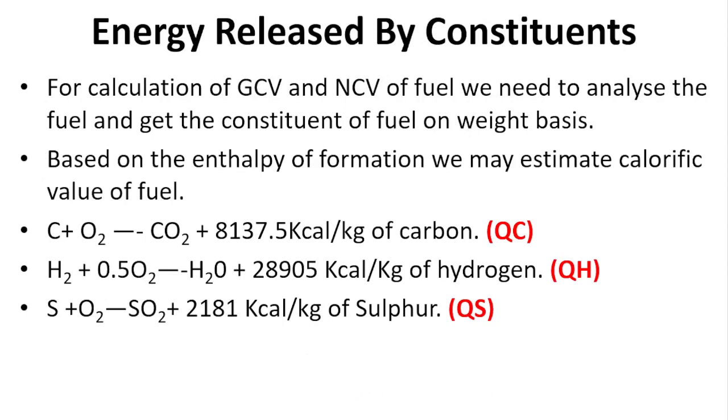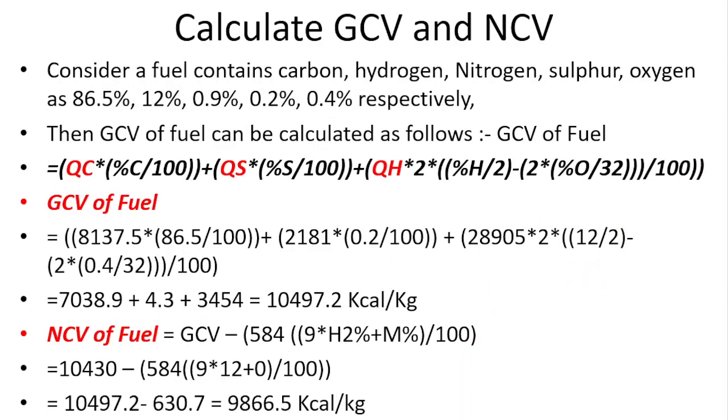The energy released by the constituents of coal. Now for calculation of GCV and NCV, we need to analyze the fuel and get the constituents of fuel on weight basis. So based on the enthalpy of formation, we may estimate the calorific value of fuel. The equations for the energy are: C plus O2 is equal to CO2 plus 8137.5 kilocalories per kg of carbon burnt. Hydrogen plus 0.5 O2 will be equal to H2O, that is moisture, plus 28,905 kilocalories per kg of hydrogen. Then sulfur plus oxygen, S plus O2 is equal to SO2, and it will release 2181 kilocalories per kg of sulfur. So depending on this, the GCV can be calculated.